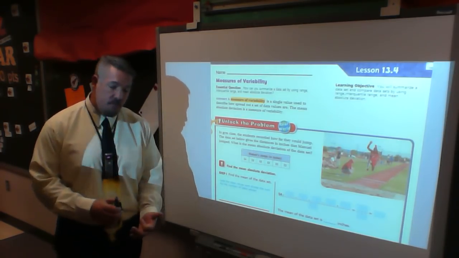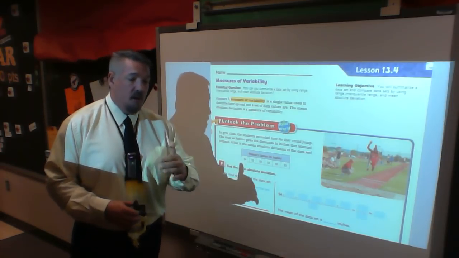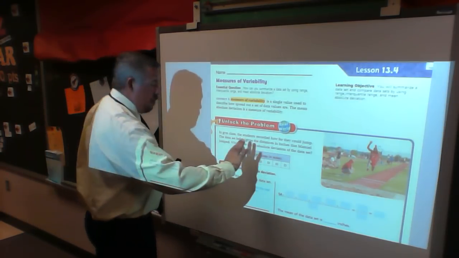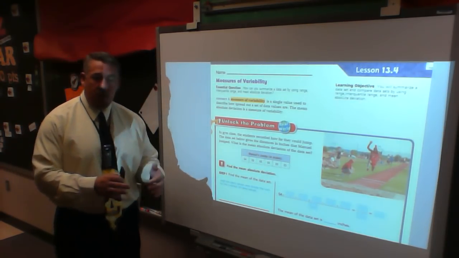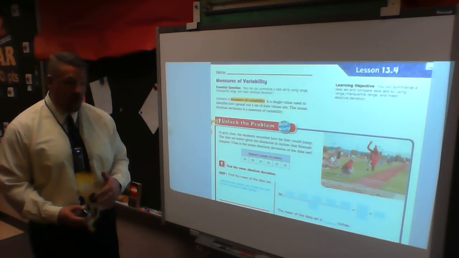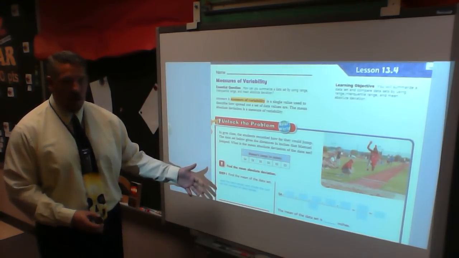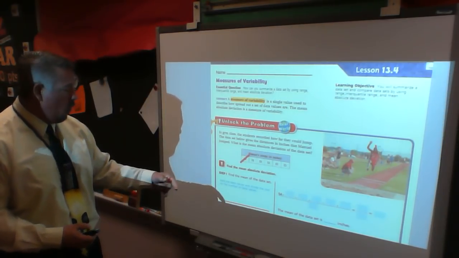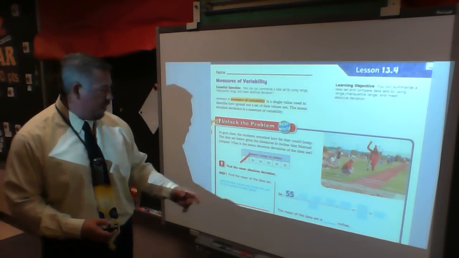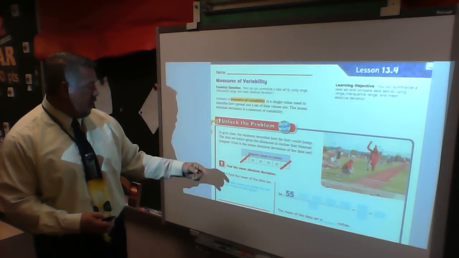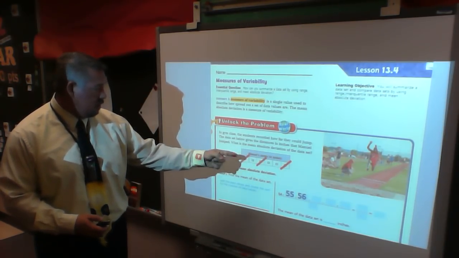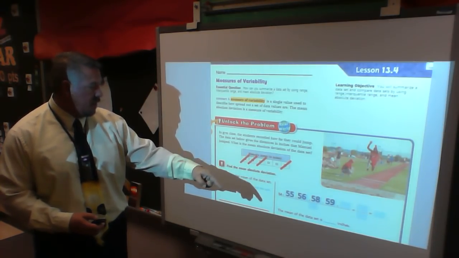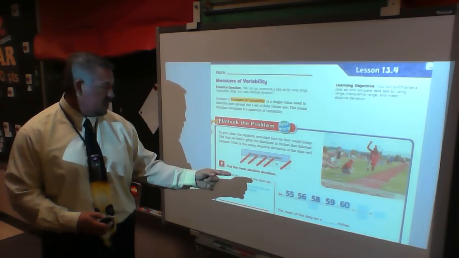Now I have to think back to Chapter 12. What does mean mean? Mean means average. So I know I have to take all of his pieces of information, add them together, and divide by how many are there just to get to my mean before I can do my mean absolute deviation. So I know I have a 54, and then a 55, and then a 56, and then a 58, and then a 59, and I end with a 60.